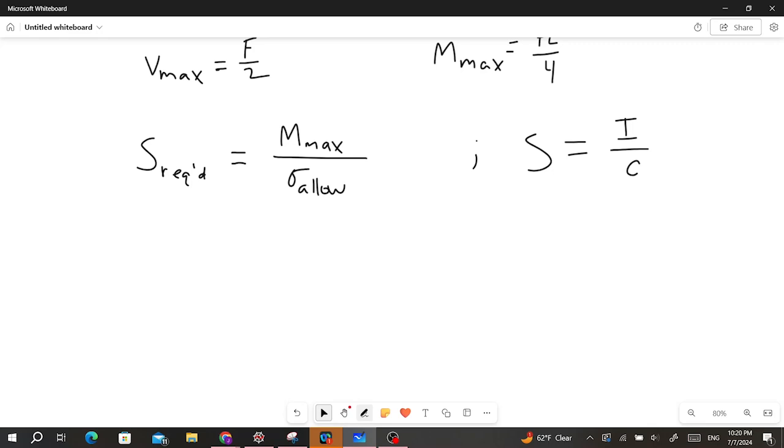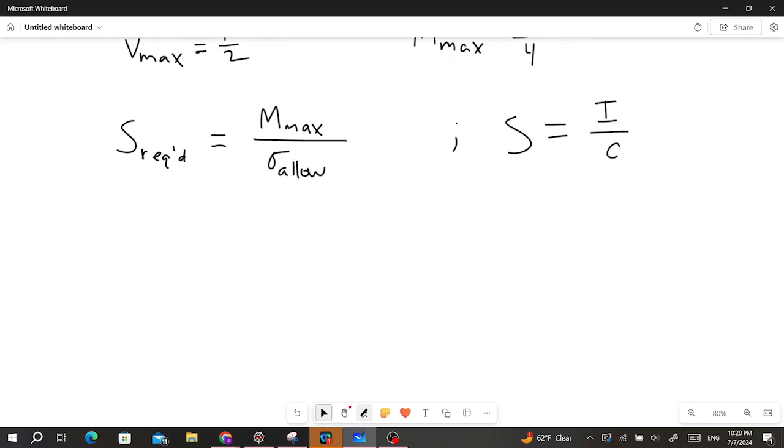And remember that, so we'll go ahead and remind ourselves what the numbers are real quick. We know M max is FL over 4. So if we plug in the numbers that were given for this problem, we're going to find that M max is equal to 900,000 inch-pounds.